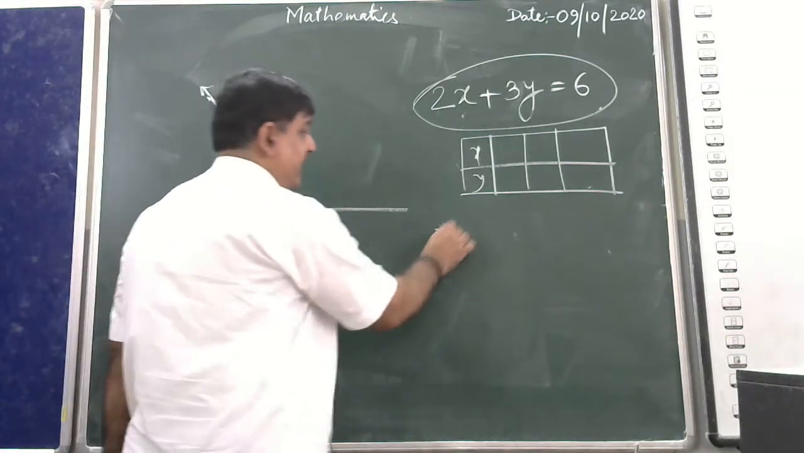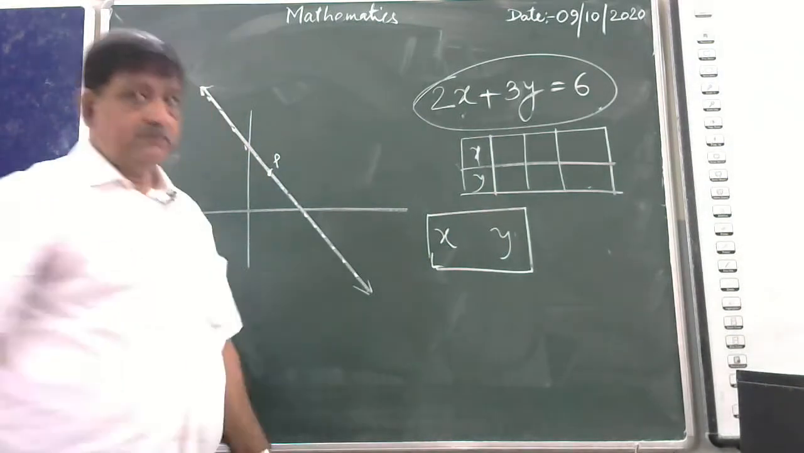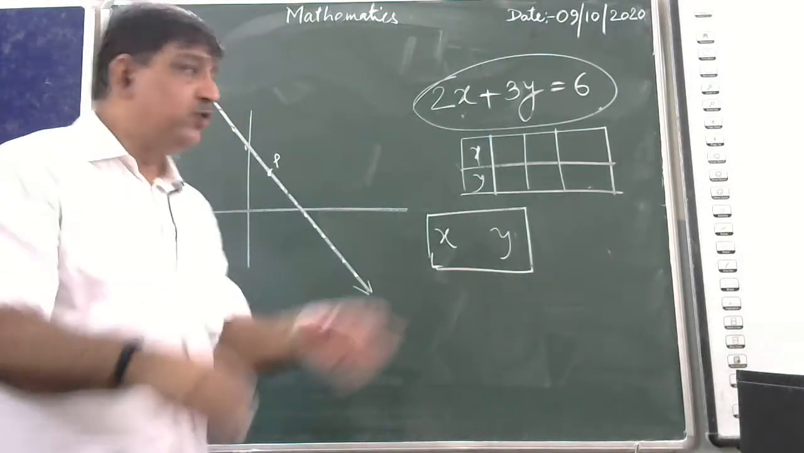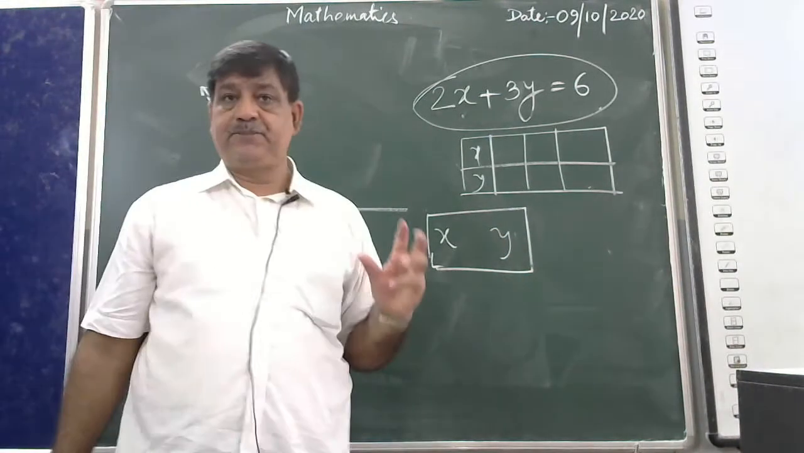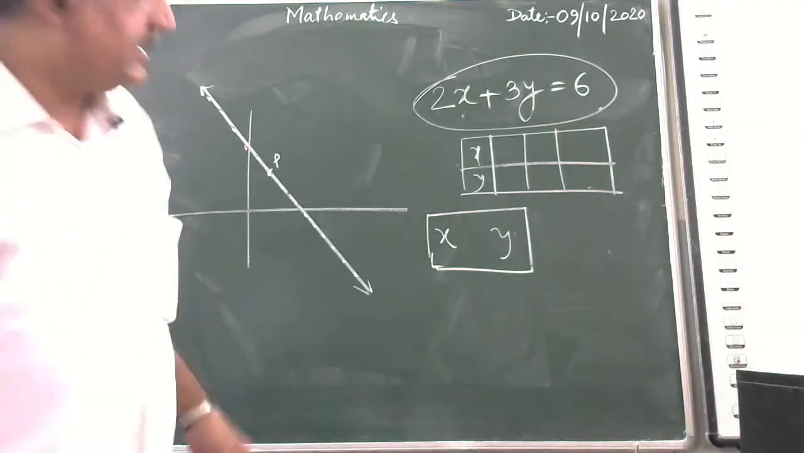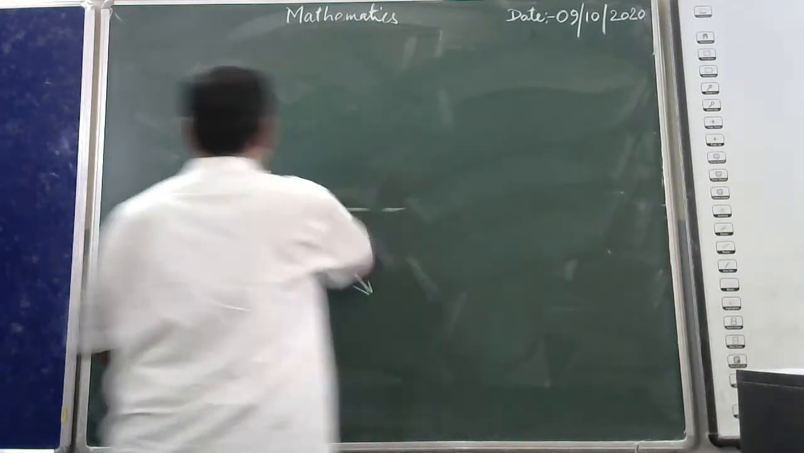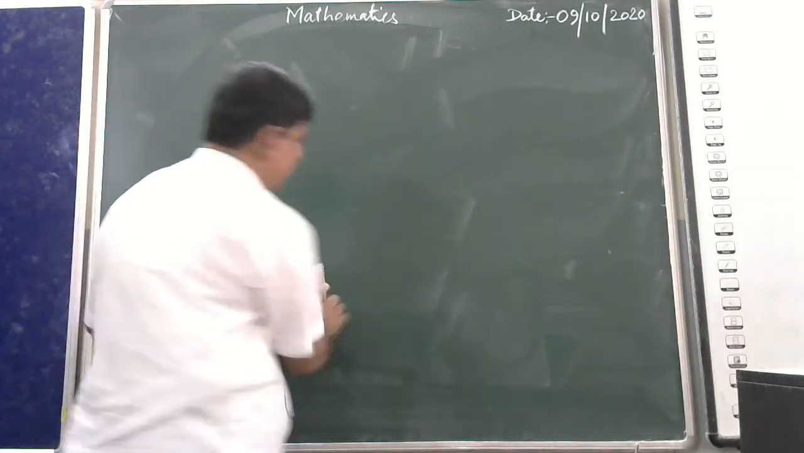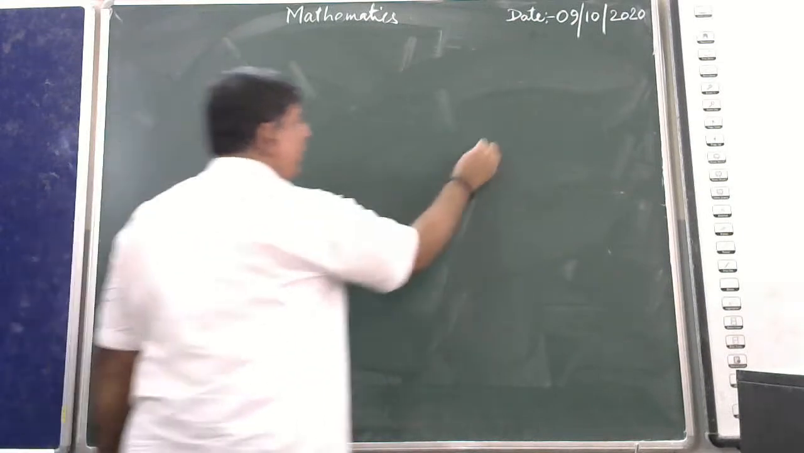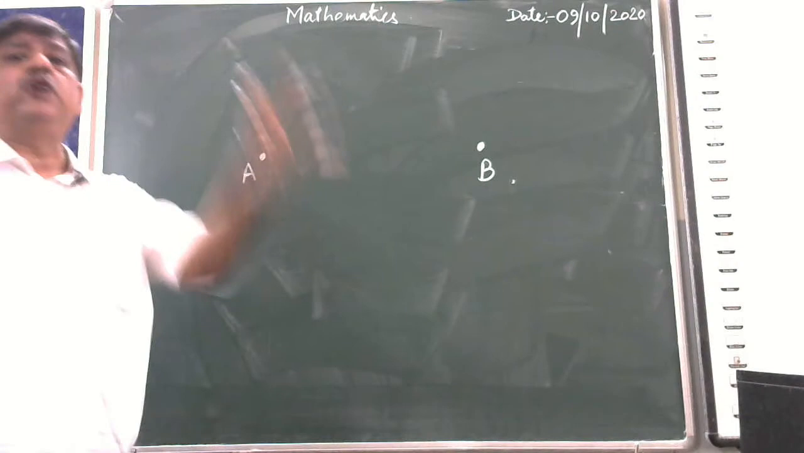The first one is x, the second one is y. So whatever relation we get between this x and y, that relation always represents the locus. But if someone asks what will be the locus of a moving point which moves in such a manner that its distance from 2 fixed points, A and B, is always equal.